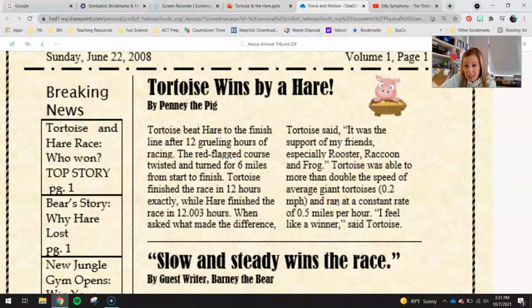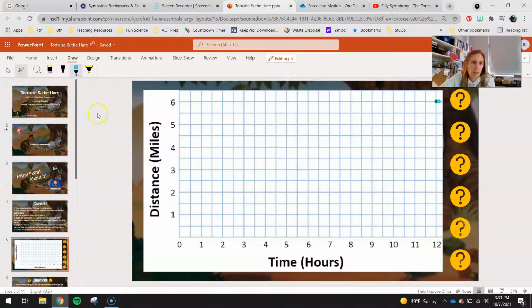So I want you to think about this question. What should his line look like? He ran at a constant speed, so he ran for 12 hours and he completed his 6 mile race in 12 hours, and he ran 0.5 miles per hour. So for every hour he ran 0.5 miles. So let's take a look at what his graph would look like.